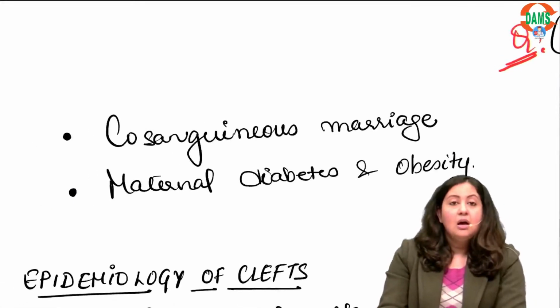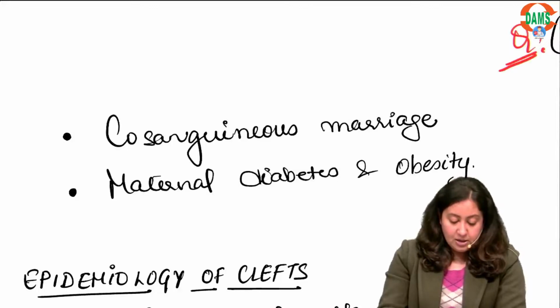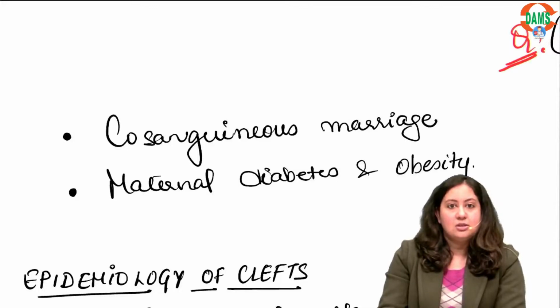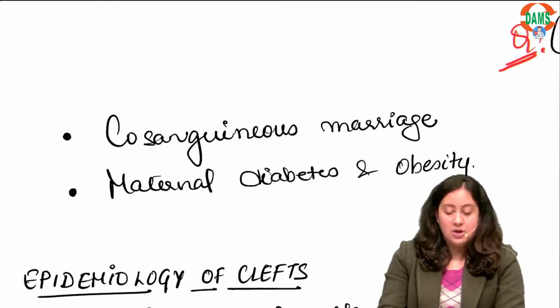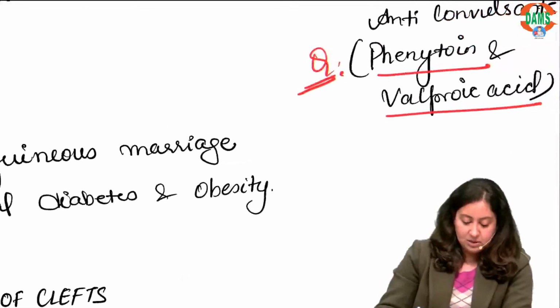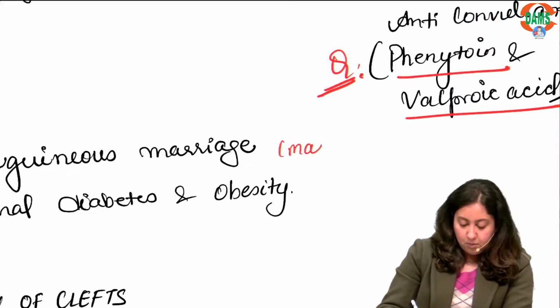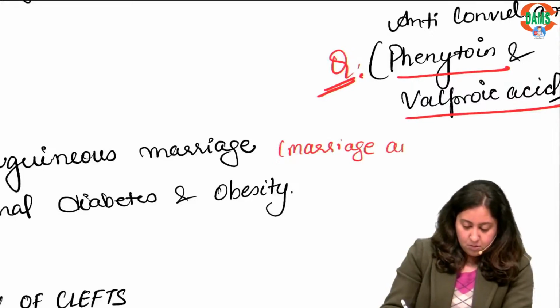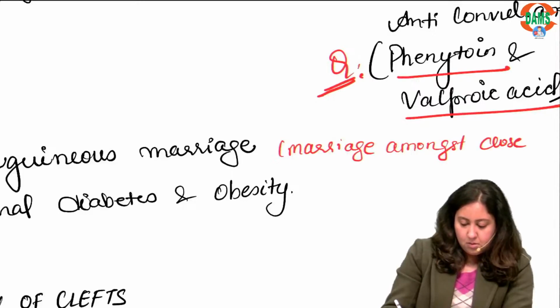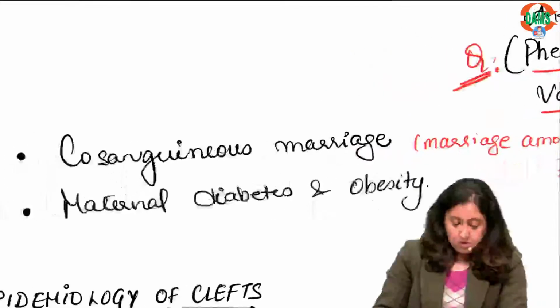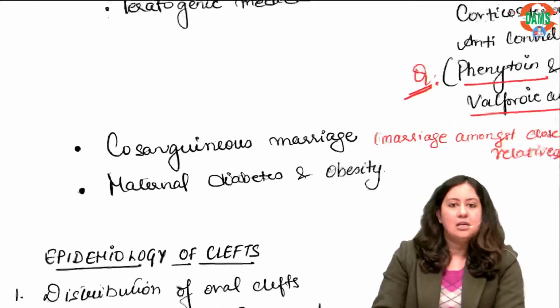The next causative factor is consanguineous marriages, that is marriages between close relatives. And maternal diabetes and obesity.